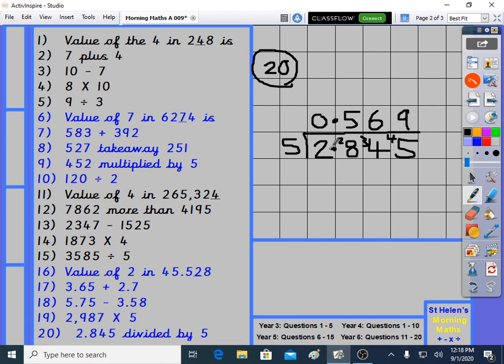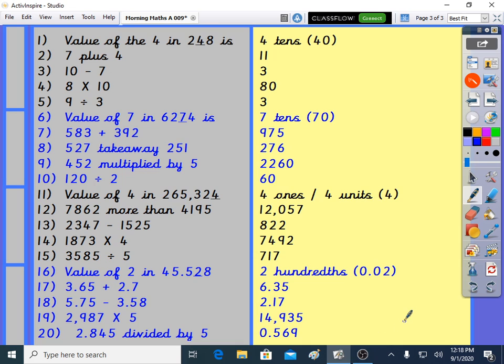That's all we had at the start. 2.845 is 2 and a bit. When you share it between 5, people are not getting a whole one, they're just getting a bit. Because you only had 2 whole ones in the first place. So that makes sense. Division makes things smaller usually. One day I might show you a time when it doesn't, but almost always division makes things smaller. 0.569, let's see our answers, see if that's right.